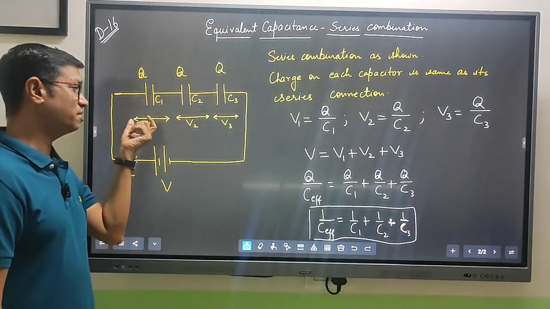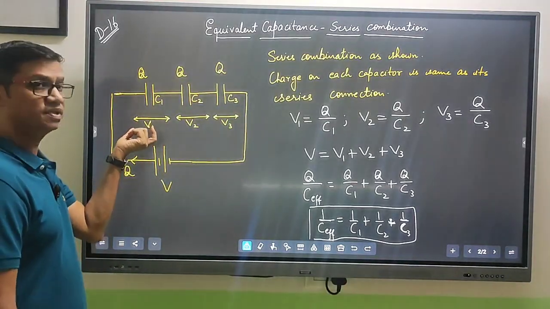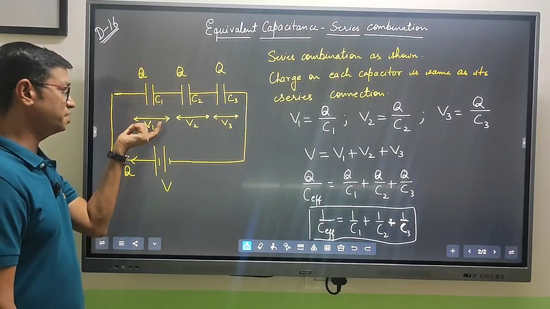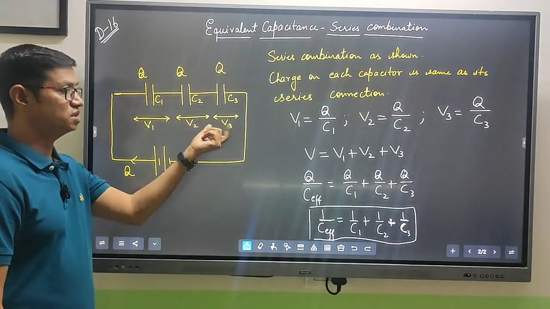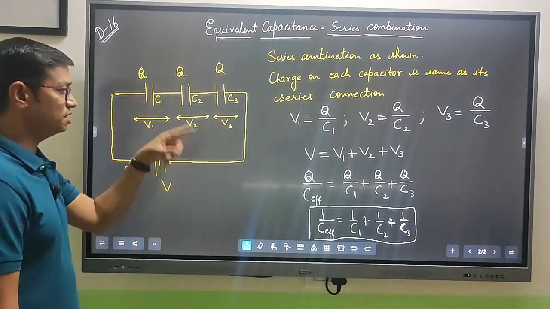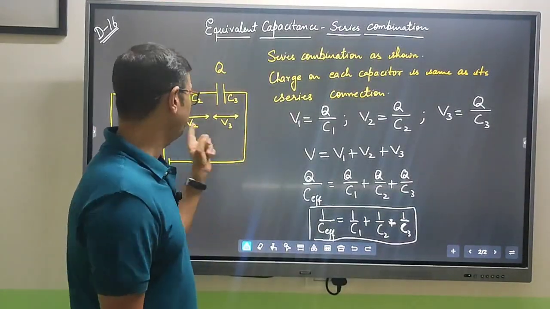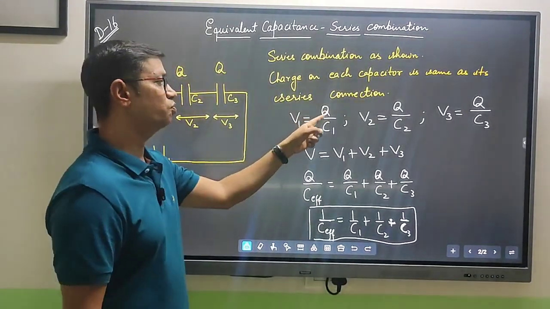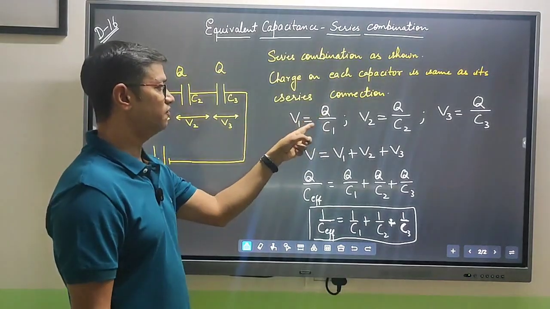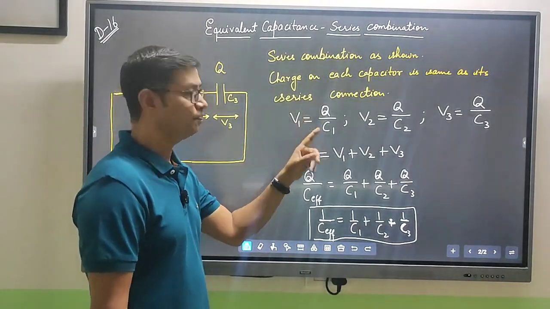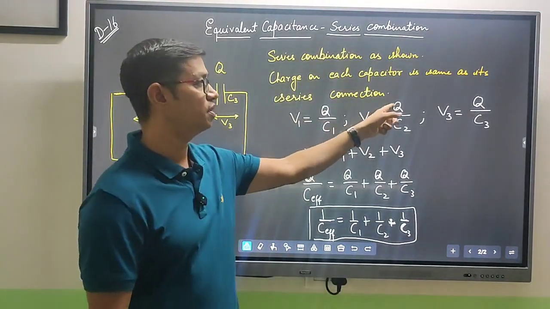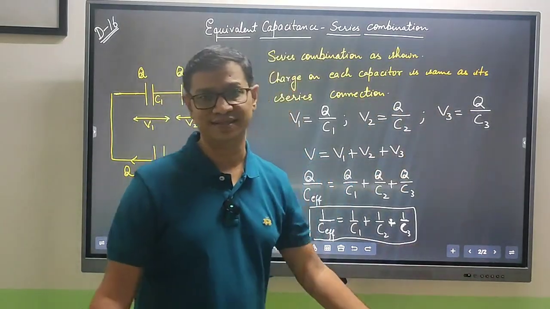Now in this case, the potential difference will not be the same. Across this capacitor it is V1, across this it is V2, across this it is V3, right? So this is the setup. Now V1 would be equal to Q by C1, since Q is equal to CV, so V is equal to Q by C. So V1 is Q by C1, V2 is Q by C2, and V3 is Q by C3.